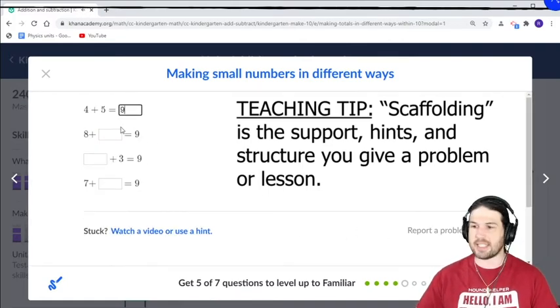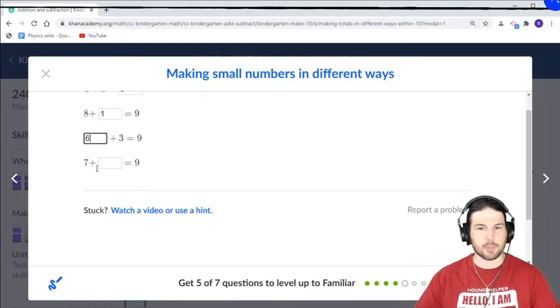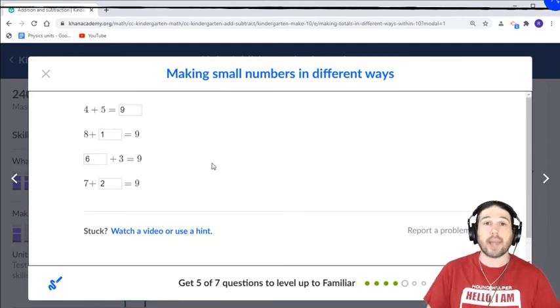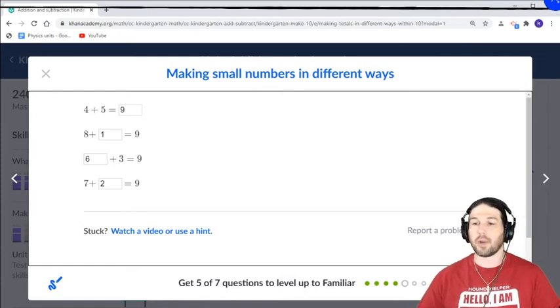4 plus 5 is 9. 8 plus 1 is 9. 6 plus 3 is 9. 7 plus 2 is 9. Knowing different ways to get to 9 is another really important skill, or to whatever number you want.